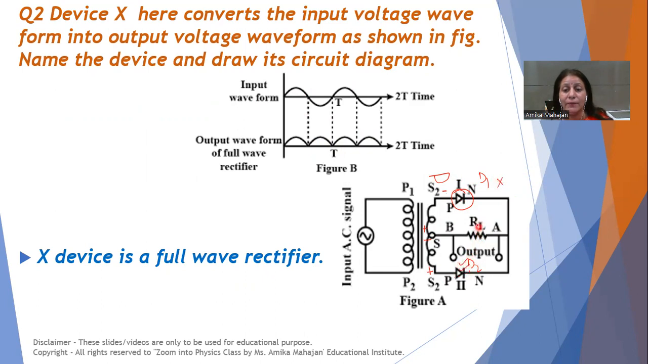D2 will conduct. When D2 will conduct, again current will flow in this direction from A to B, making end A positive and B negative. In previous case also A was positive and B was negative. Here also A is positive and B is negative. That means in output, direction of current remains same. That is why we say that AC is converted into DC. Here both cycles of AC, we get DC. We get waveform in output. So a full cycle of AC is converted into DC. That is why it is known as full wave rectifier.